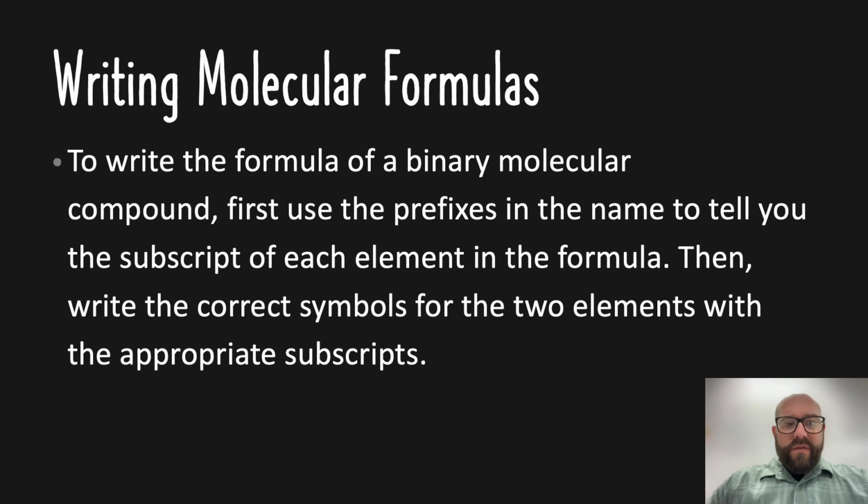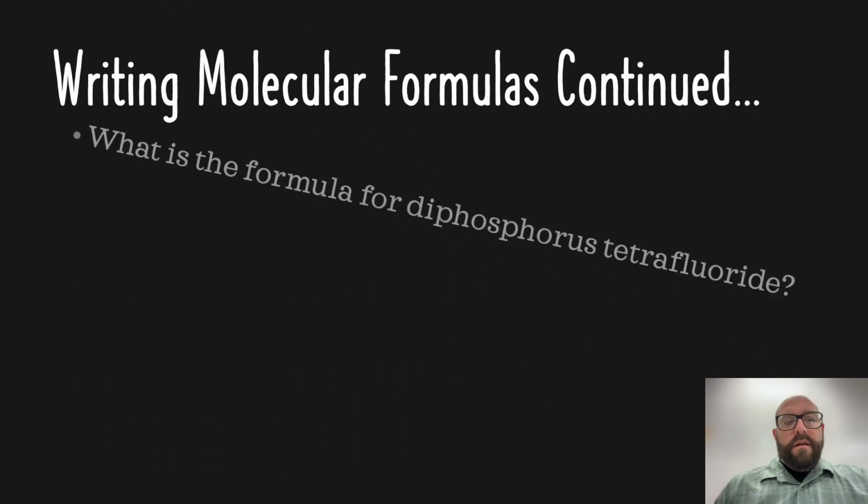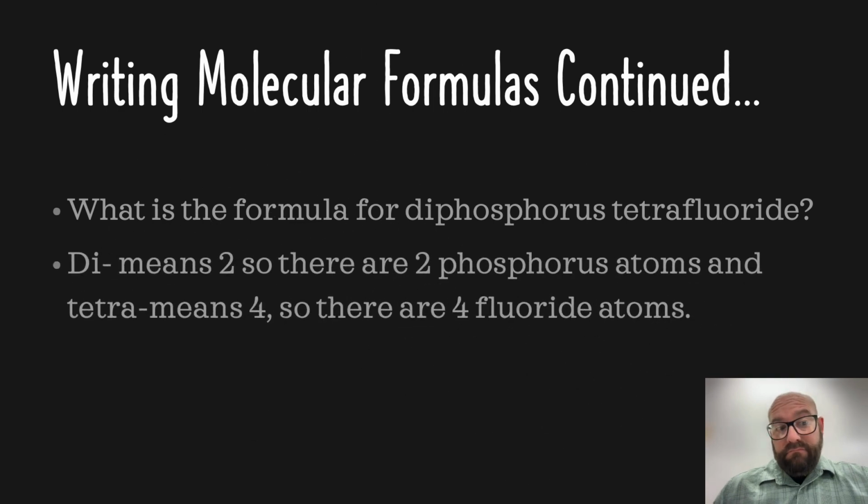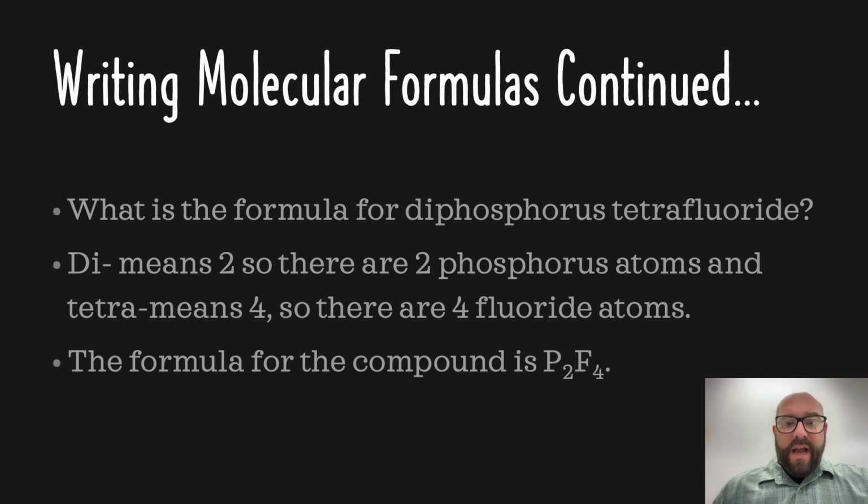Writing molecular formulas. To write the formula of a binary molecular compound, first use the prefixes in the name to tell you the subscript of each element in the formula. Then write the correct symbols for the 2 elements with the appropriate subscripts. What is the formula for diphosphorus tetrafluoride? Di means 2, so there are 2 phosphorus atoms, and tetra means 4, so there are 4 fluorine atoms. The formula for the compound is P2F4.